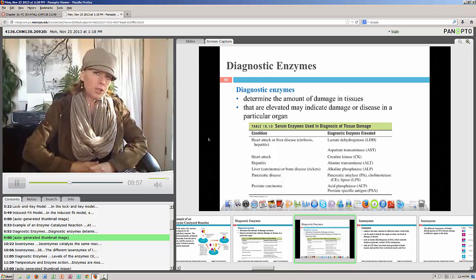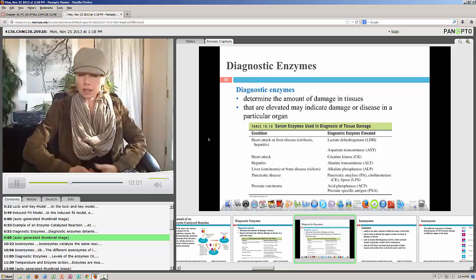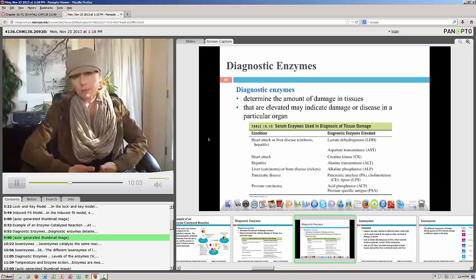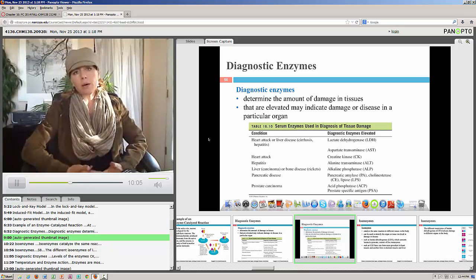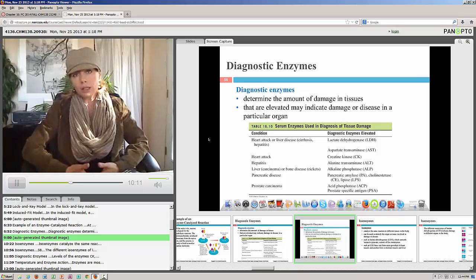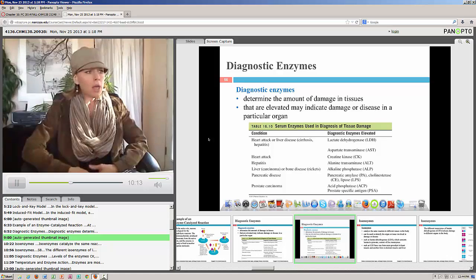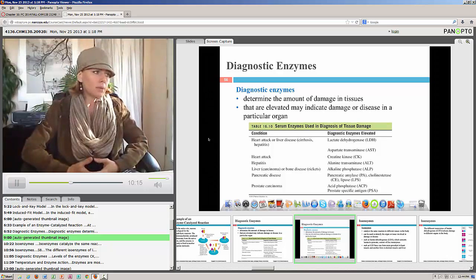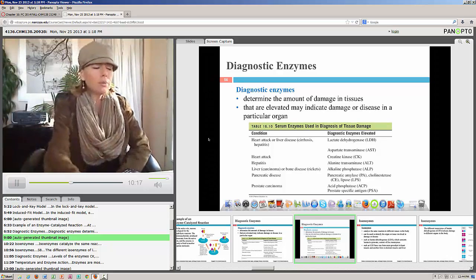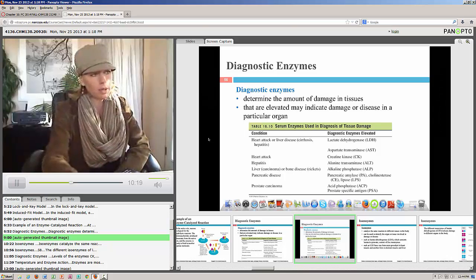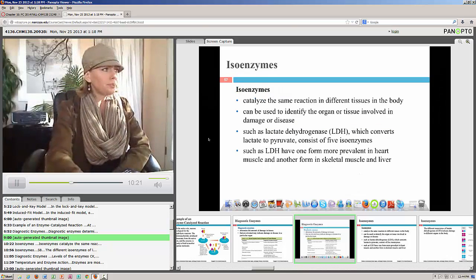I don't expect you to know these enzymes for the final exam. I do want you to take a look at them just because they have some interesting facts about what they look for when you go to the hospital. It's always good to have a little bit more power of knowledge when you're talking about your health. So you can go ahead and take a look at table 16.10. I don't remember if there's a couple of homework questions on it, but you can easily look those up.